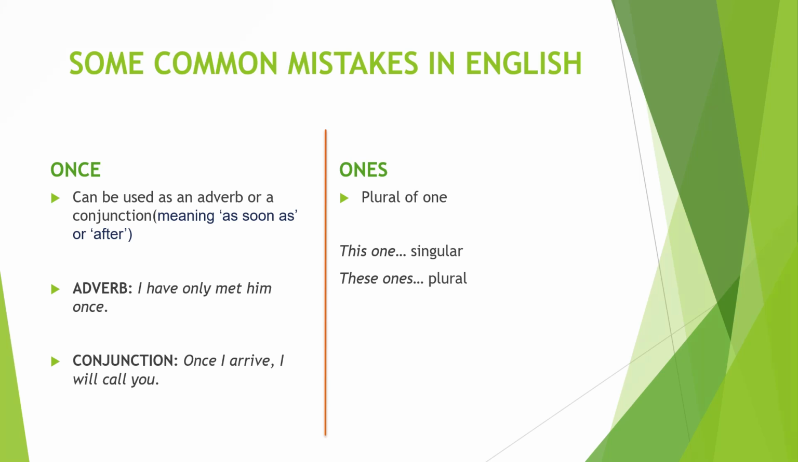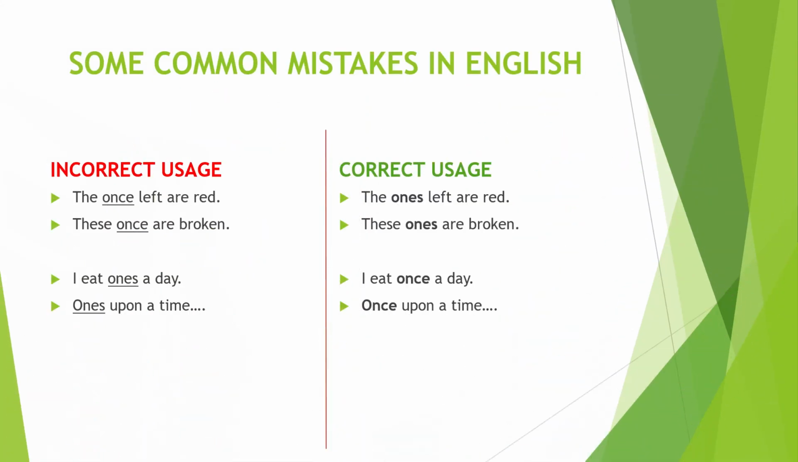Let's see our next slides for the examples. The ones left are red. Once here is not the adverb, neither is it used as a conjunction, but as a noun. The ones left are red.